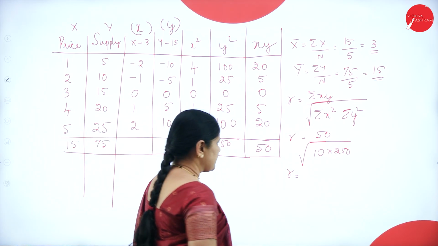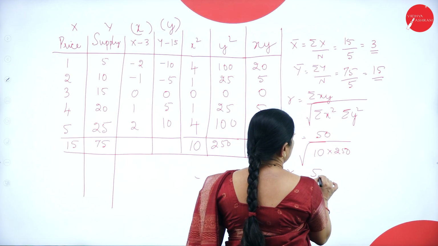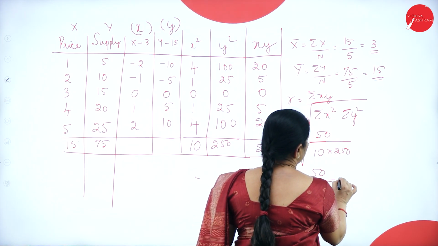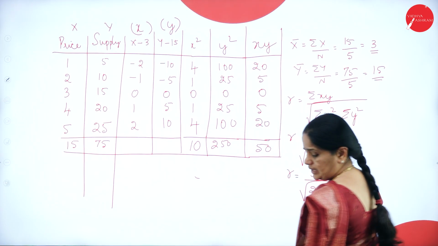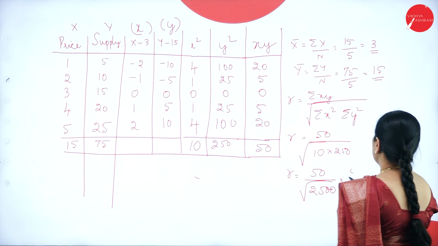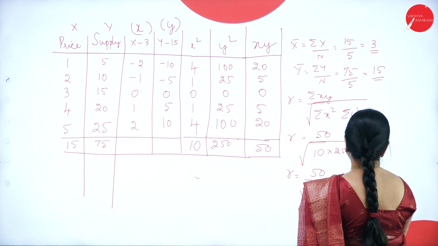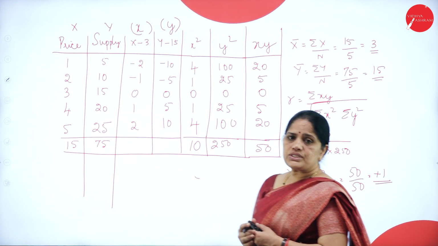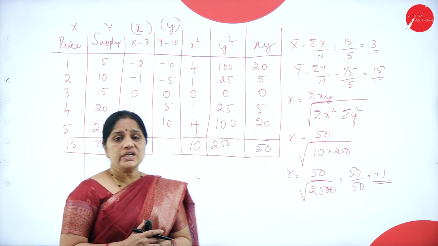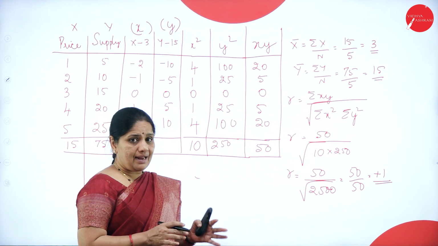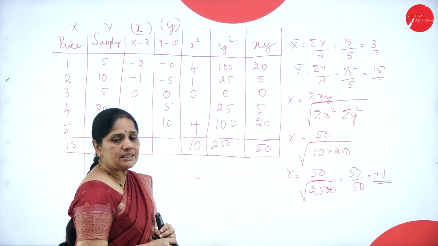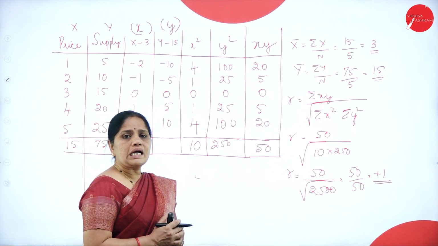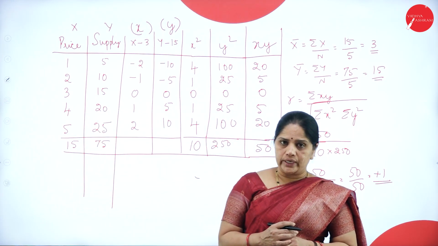So the next step will be 50 divided by root of 2500. So this will be equal to 50 divided by 50. So this is equal to plus 1. So the correlation value is 1. It will always be between 1 and minus 1. Here we got the answer as plus 1. So in this way we have to work out the problem on correlation.